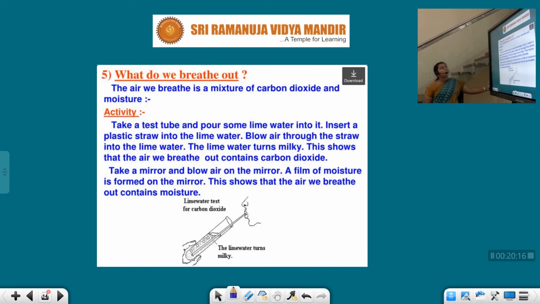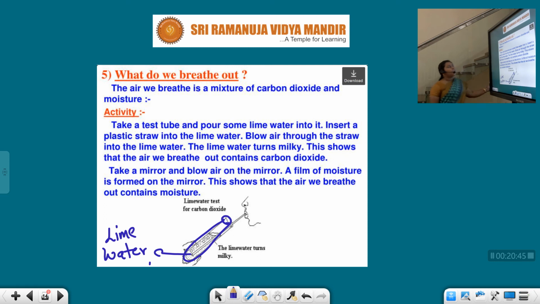Okay, now what do we breathe out? So it's another activity. The air we breathe out is a mixture of carbon dioxide and moisture. So we can easily prove this with this experiment. Take a test tube, pour some lime water into it. So here he took one test tube. Into this he poured some lime water.